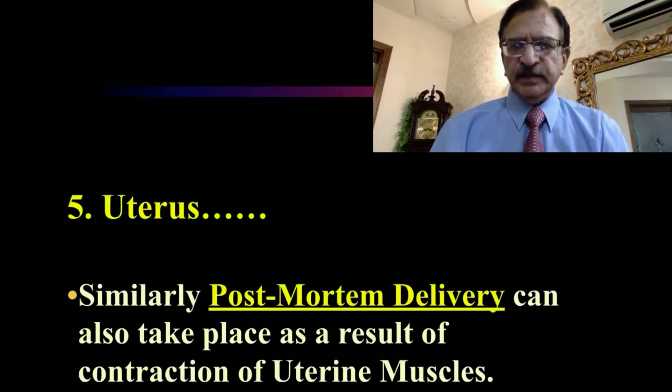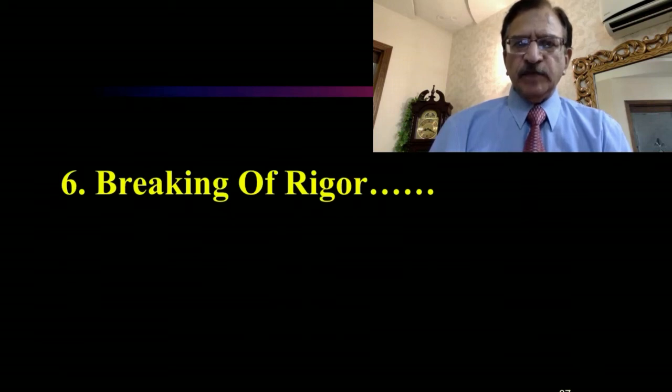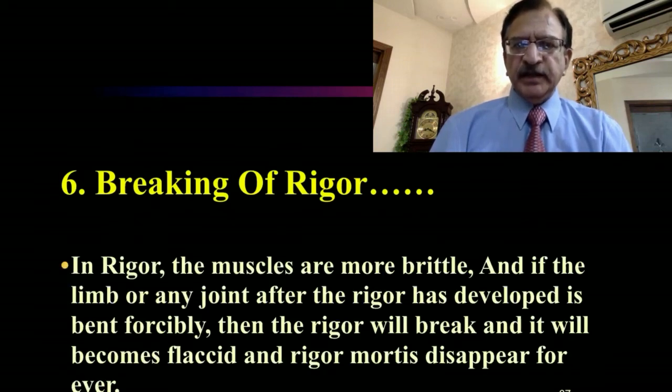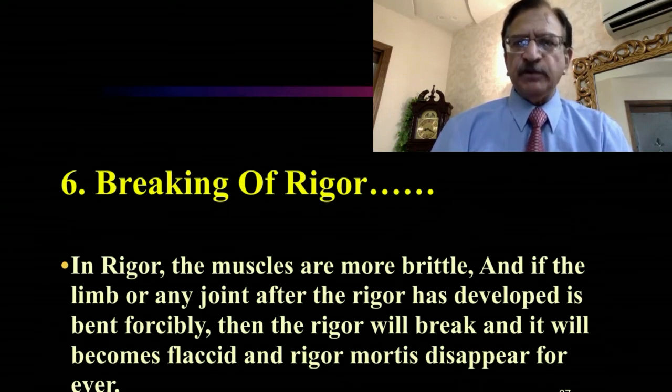Similarly, a special feature in the uterus: postmortem delivery can also take place as a result of the contraction of uterine muscles. Then talking about the rigor, in the rigor the muscles are more brittle, and if the limb or any joint in which the rigor mortis has developed is bent forcibly, then the rigor will break and it will become flaccid, and rigor mortis later on will not appear. It will disappear forever.